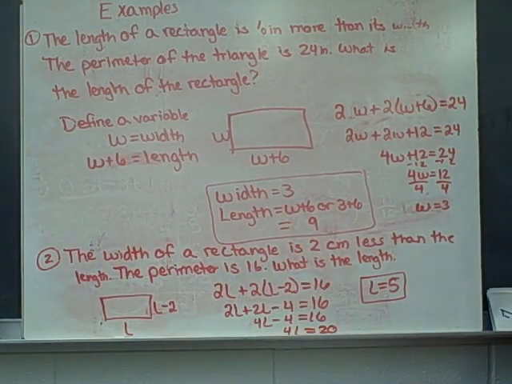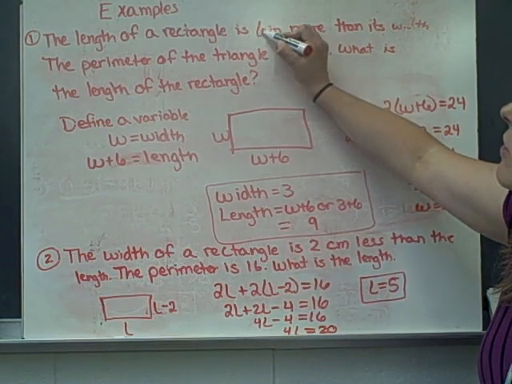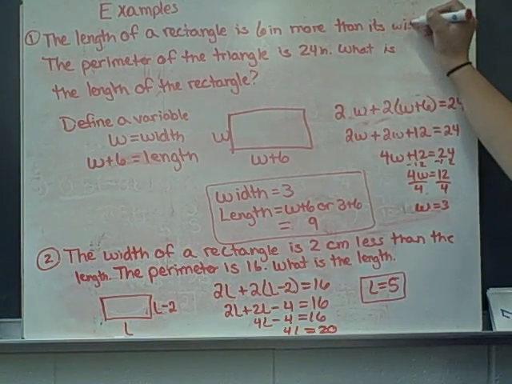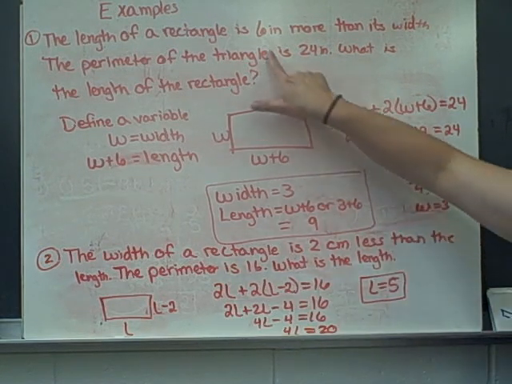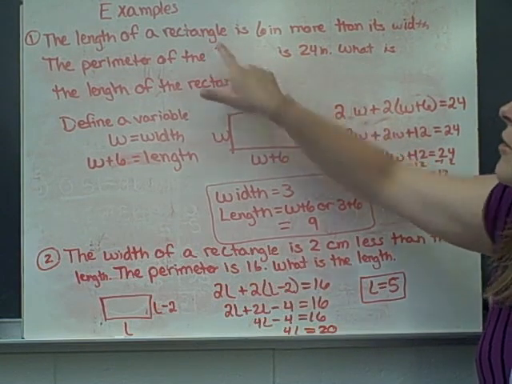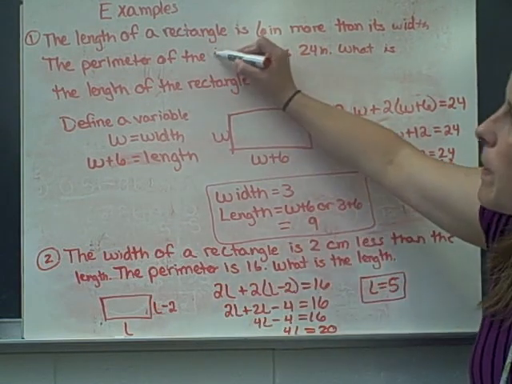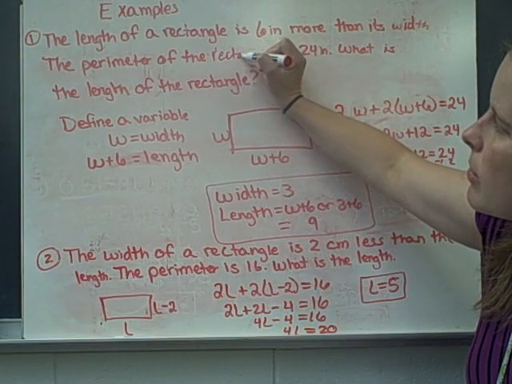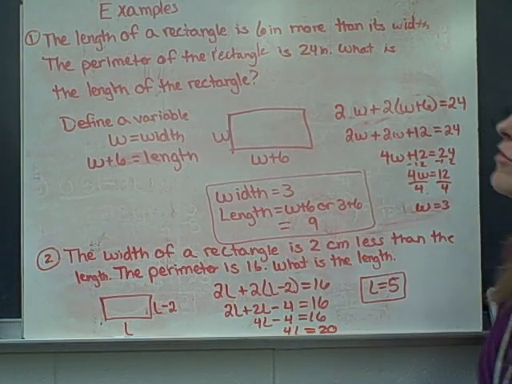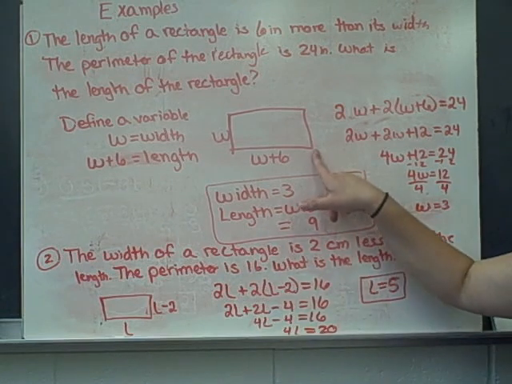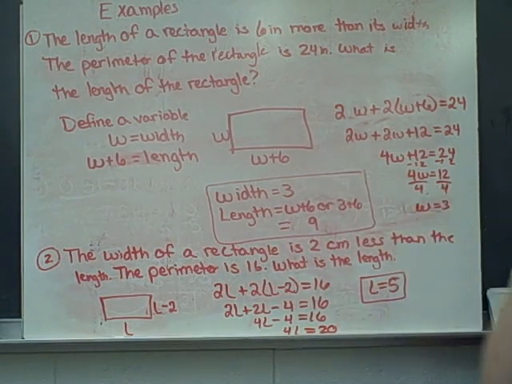Examples. The length of a rectangle is 6 more than its width. The perimeter of the rectangle is 24. What is the length of the rectangle? Okay, so we have a rectangle here. We know that the length is 6 more than its width.